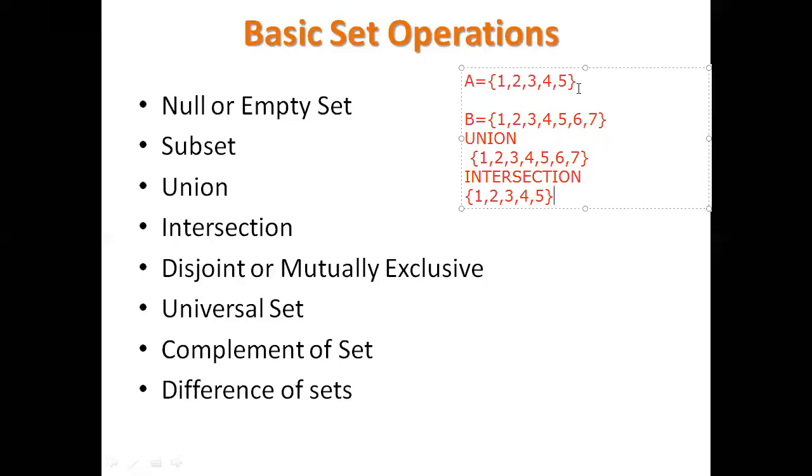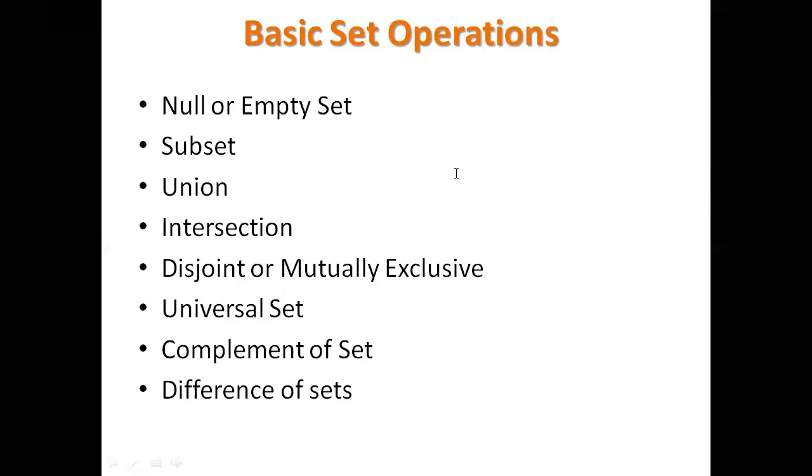Whatever the common elements are, those belong to the intersection. The next one is disjoint, or mutually exclusive. What is meant by disjoint or mutually exclusive? If we take any two events and those two events do not have any common elements, then those two sets are called mutually exclusive.